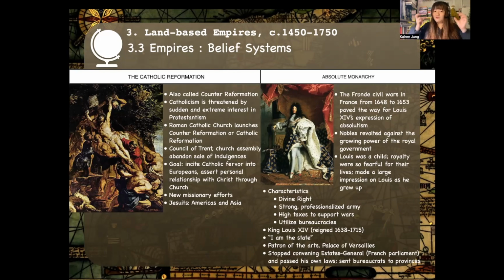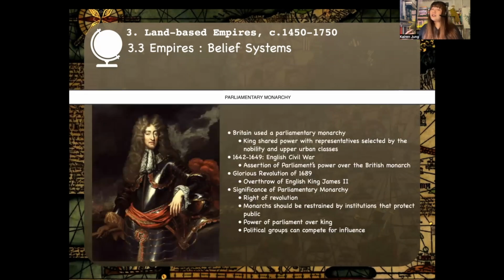He stopped convening the Estates Générales, the French parliament, and he passed his own laws. He sent the bureaucrats away to provinces. In England, what was going on? And why is it important, by the way, for us to know about what was happening in England and France at this time? Because these are going to lead to two of the three Atlantic revolutions.